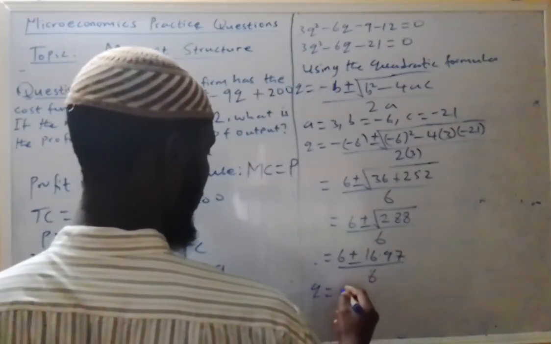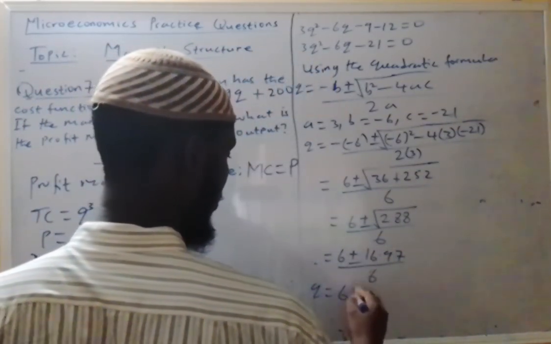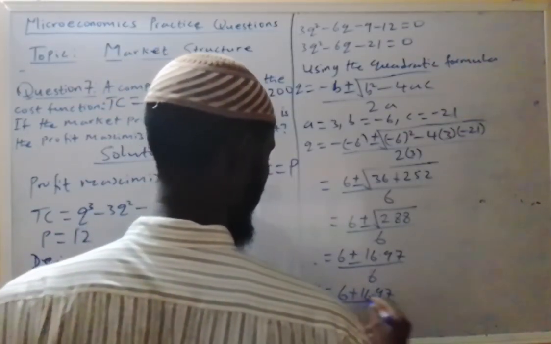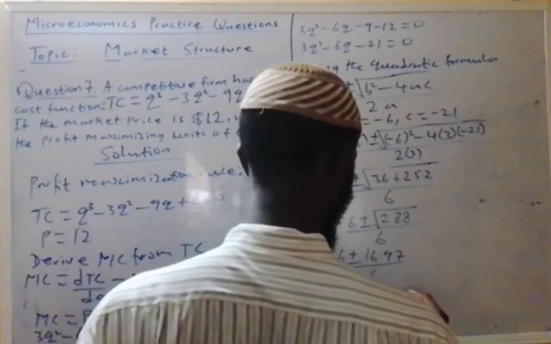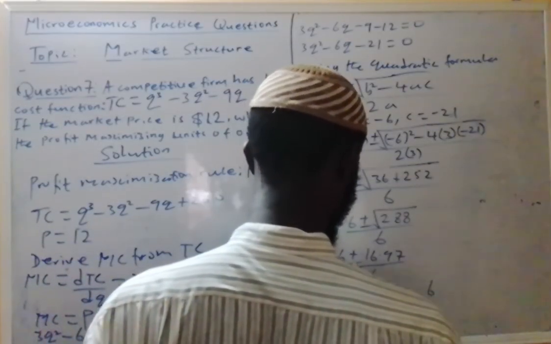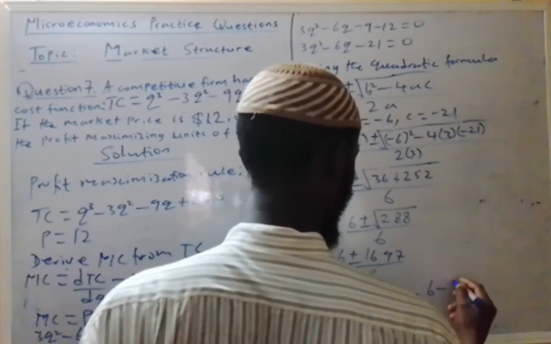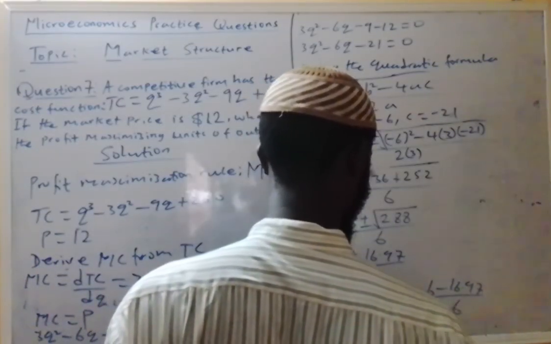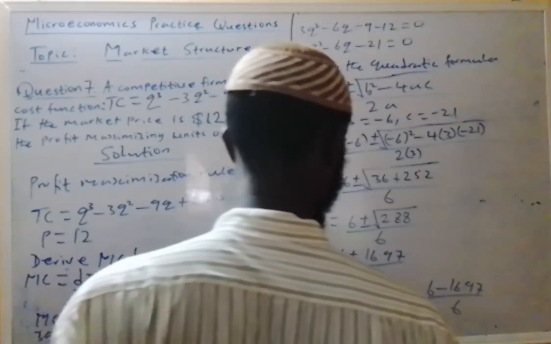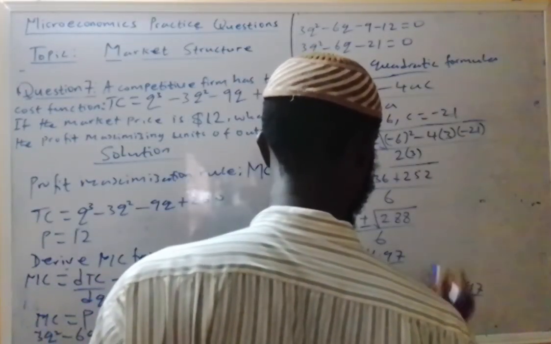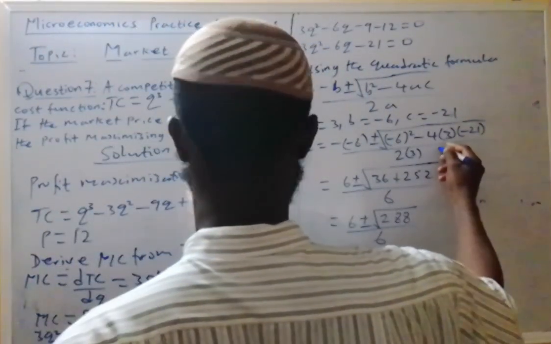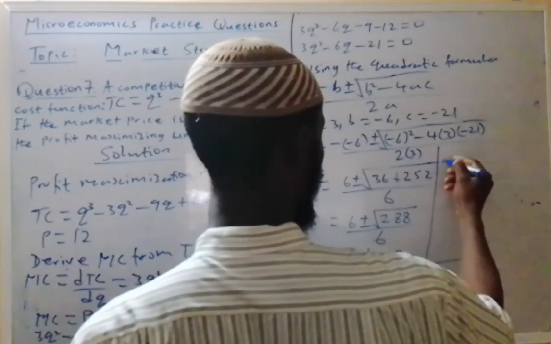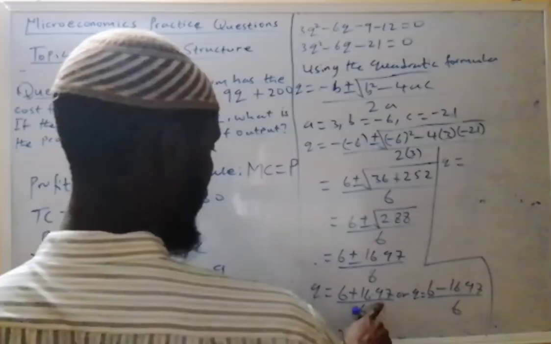Q is now equal to 6. We take the plus sign, plus 16.97 divided by 6, or 6, we take this minus sign, minus 16.97 divided by 6. Okay, now let me continue from this side. Q here is now equal to, let's first solve this one.